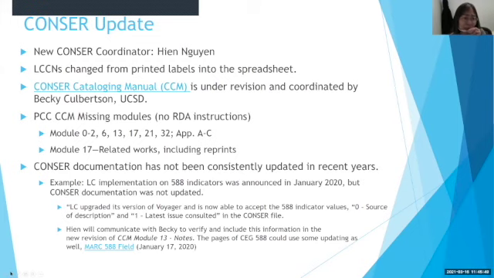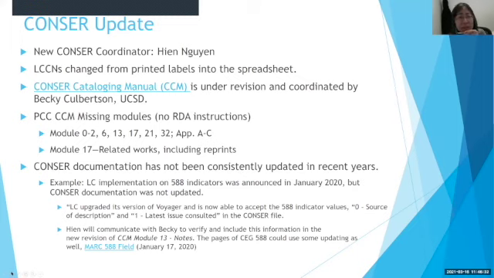And the other really major update is for the CCM, the Council Cataloging Manual. It is under revision, and it's being coordinated by our colleague Becky Copperson from UC San Diego. She sent out a survey because after we implemented RDA, the CCM still has some missing modules, meaning there are no RDA instructions. So you can see the module numbers here, also appendix A to C. I really want to cite module 17, which is a really important one, related works, including instructions for reprints, and it was never updated for RDA.